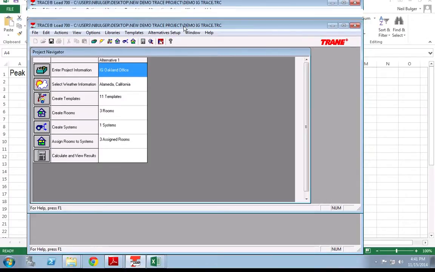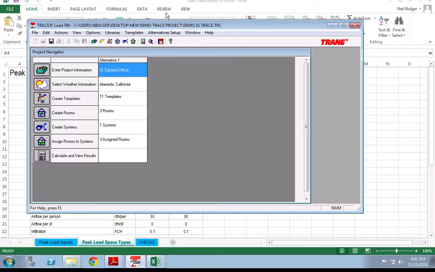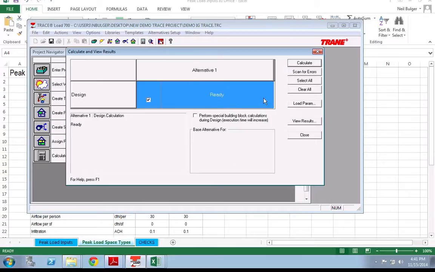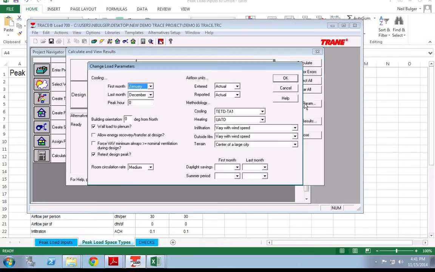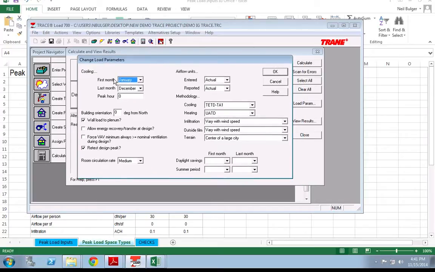So we have our Trace model here, and we are about to hit calculate and look at some of our loads. To do that, you can click this calculation button here. It's also at the top of your window. And here's our model. It's about ready to run. We have one alternative. It's possible to have up to 4. Generally you have only 1. We could hit calculate. Before we hit calculate, it's very important to check the load parameters on the right hand side. Under load parameters, it will limit a number of different things.